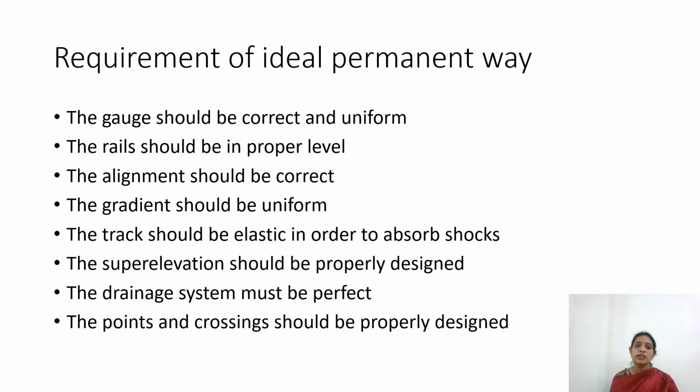Next, second point is the rails should be at proper level. As we are providing two rails, the wheel moves over those rails, so the level of the two rails should be proper. That means for both rails, the level should be equal. Then third is the alignment should be correct. The proper alignment for the rail should be maintained. The gradient should be uniform.